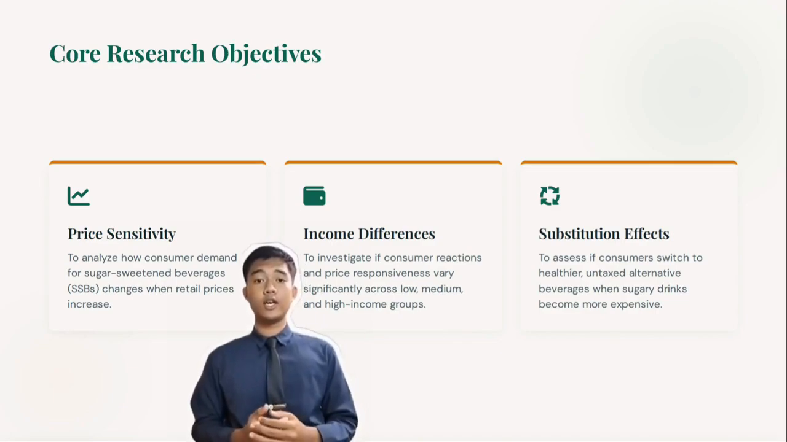This study actually has three main objectives. First, to examine the price elasticity of demand for sugar sweetened beverages in Malaysia. Second, to analyze consumer response to price increases. Third, to determine whether consumers switch to alternative beverages and whether different income groups respond differently.